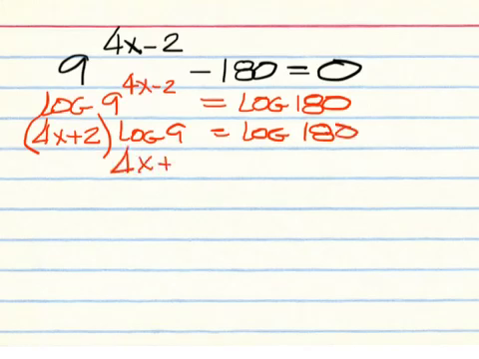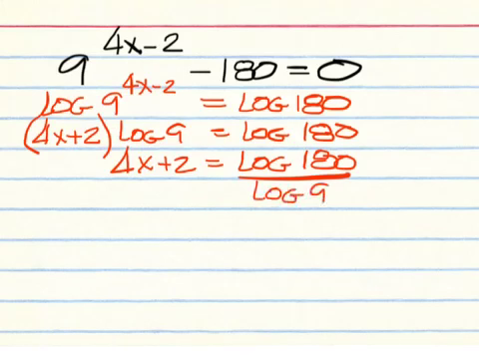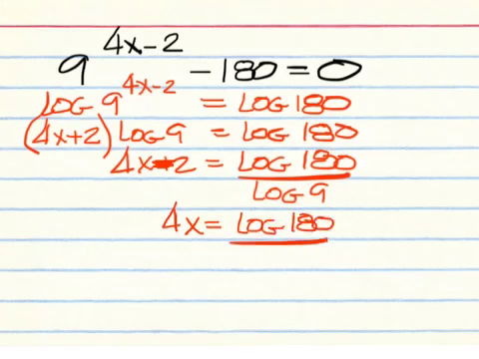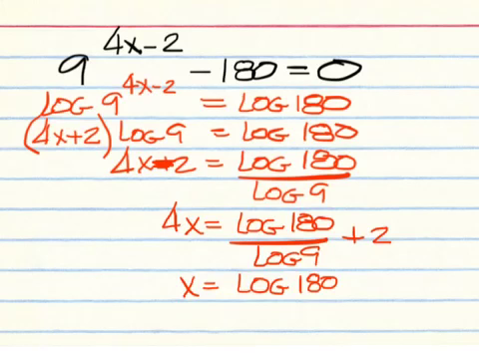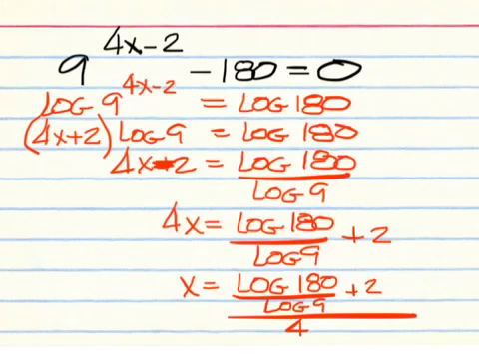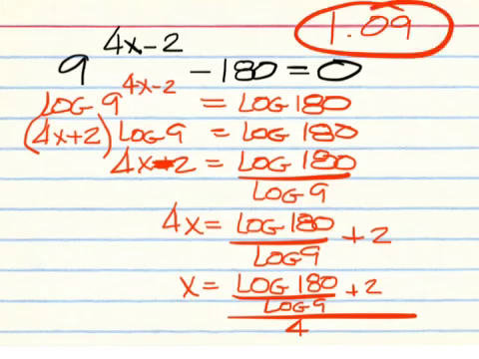And now we need 4x plus 2 equals log 180 divided by log 9. Yeah, that should be a minus sign right here. That's my fault. Minus 2. And then we'll have 4x equals log 180 over log 9. And then it'll be plus 2 on this side. And now to get x by itself, we'll need log 180 over log 9 plus 2, and then all of that divided by 4. You'll get a final answer rounded to the hundredths place of 1.09.